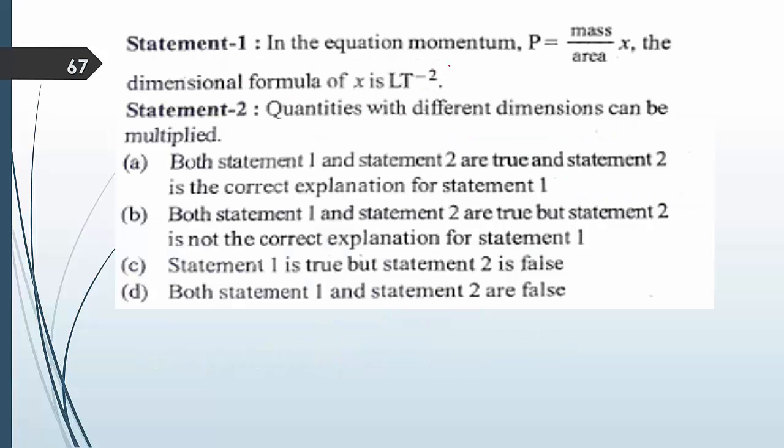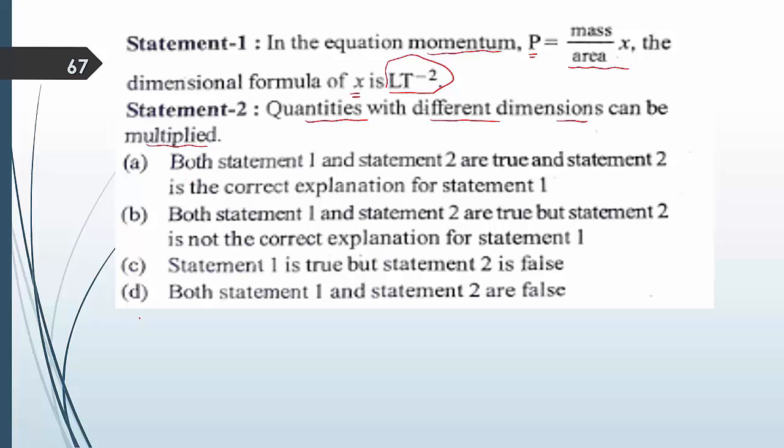Question number 67. In the equation momentum is denoted by P. P equal to, here one equation is given, mass divided by area into x. The dimensional formula of x is LT^-2. Right? Then another statement is given, quantities with different dimensions can be multiplied. The physical quantities with different dimensions can be multiplied. There are two statements here. Now, which is the right statement you have to observe?